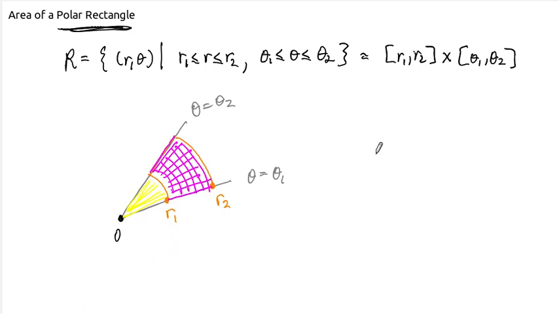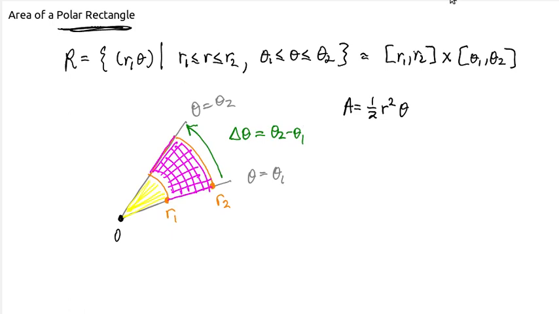To do that, we need to remember the area of a sector of a circle is 1/2 r squared times theta. Now, in this picture, what should theta be? Theta is just the change in the angle from theta 1 to theta 2. We'll call that delta theta, and define it to be theta 2 minus theta 1. That's how much this portion of the polar rectangle has opened up.